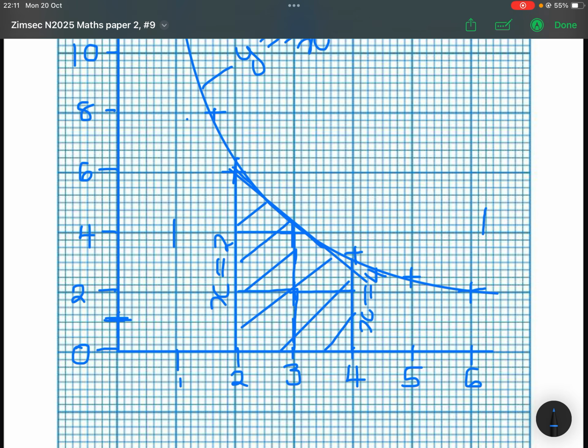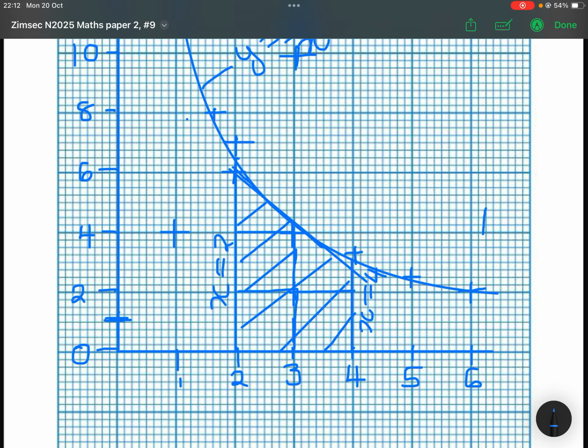Next, we are having 1 and 4. 1 on the x-axis and 4 on the y-axis. It is this point, right? Next, we are having 2 and 7. 2 on the x-axis and 7. So 7 is roughly here, right? Next is 3 and 10. It is this point.